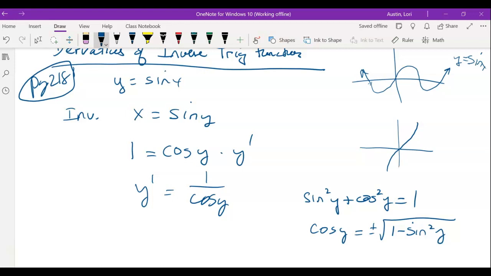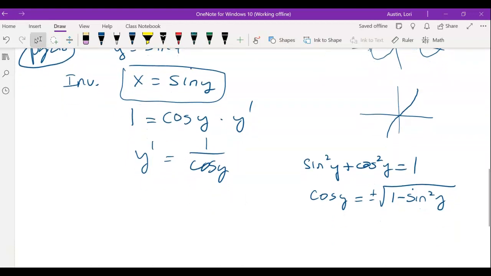Well, what did I just define sine y to be? What's sine y itself equal to? X. So since sine y is equal to x, wouldn't cosine y be the square root of 1 minus x squared? Okay?